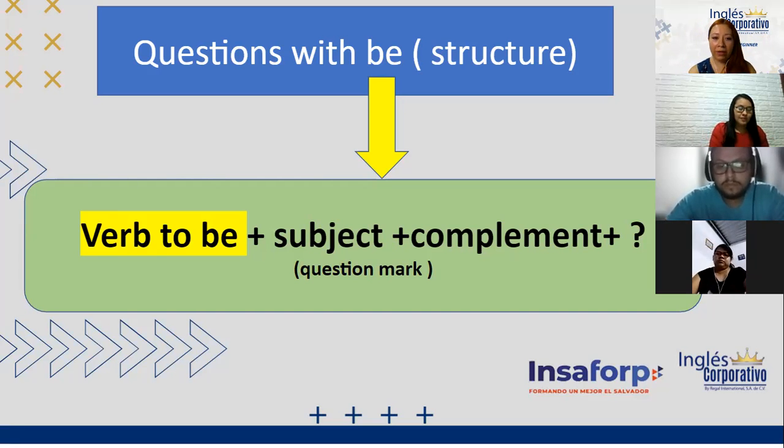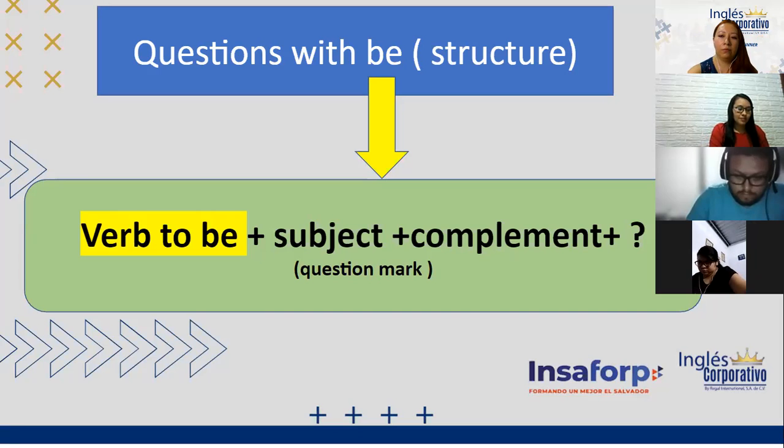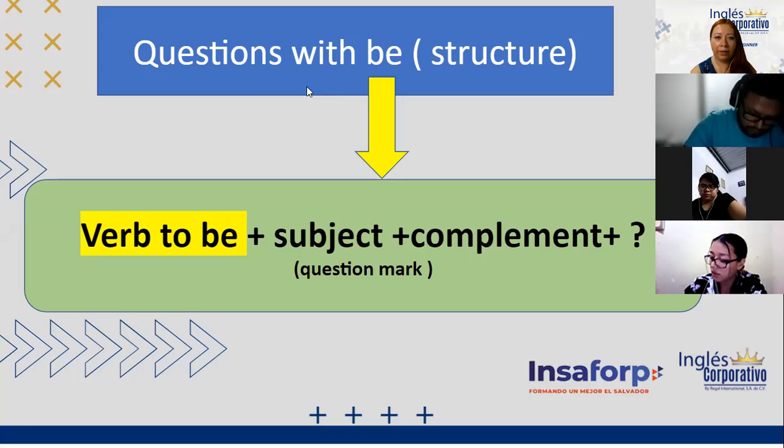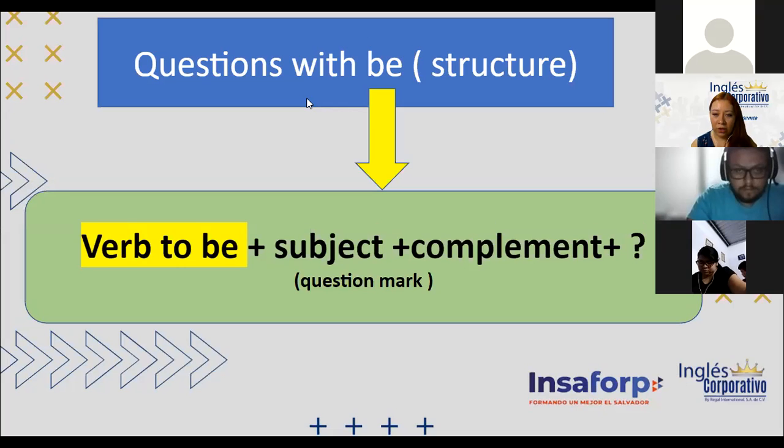Okay, mismo ejercicio. Les doy un minuto. Todos escriban una pregunta. Verbo to be, un sujeto, un adjetivo, un complemento, cualquier cosa. El que la vaya completando, levanta la manita y vamos participando, igual que el anterior. Janet Guadalupe, please.